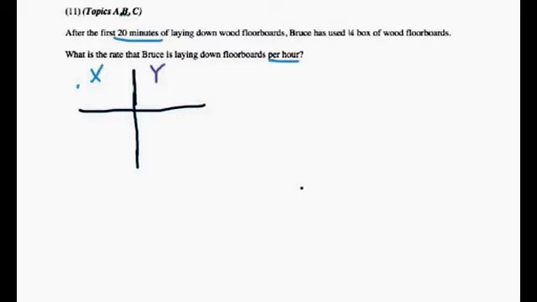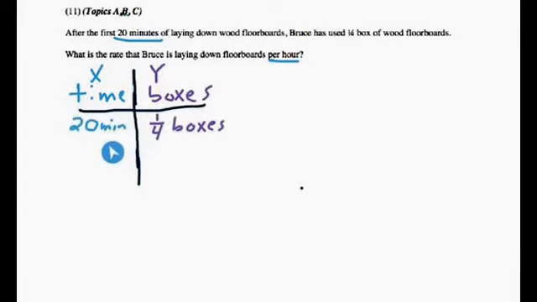And we can see that X is going to be time. And so that makes Y the number of boxes. So we see data organized in the table X, Y, 20 minutes, 1/4 boxes. So the question is asking us, well, what if we put 1 hour here, what will be the number of boxes? That's not meant to be a 7, that's meant to be a question mark.